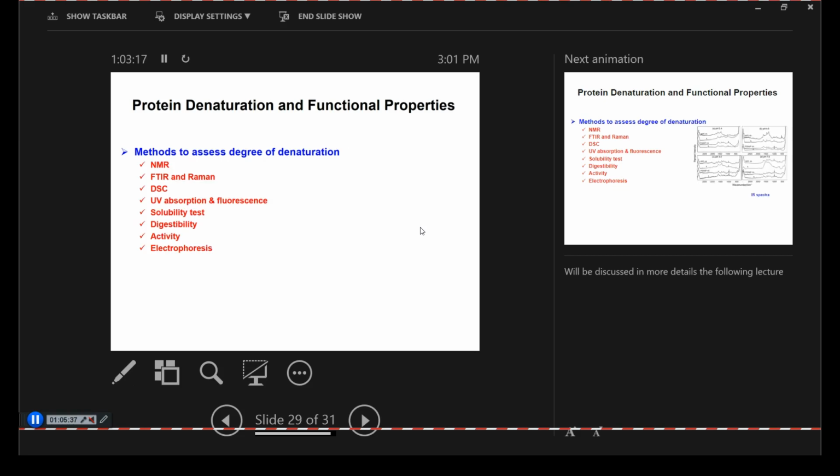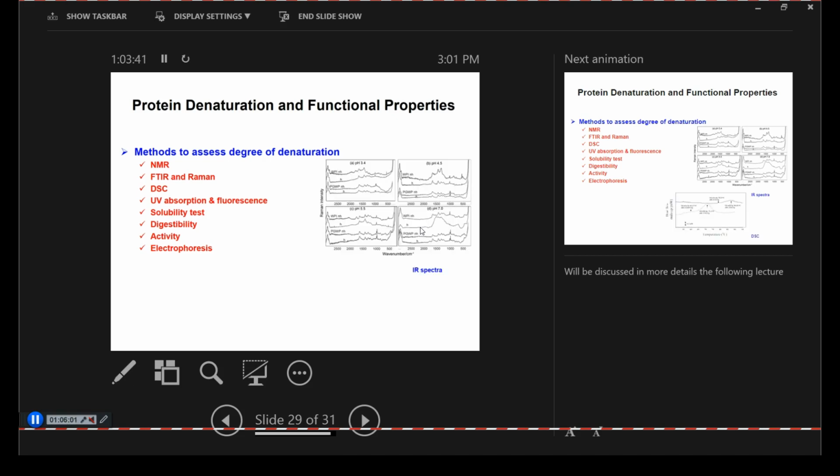If you have an enzyme specifically, you can measure activity of the enzyme if you're looking at denaturation of the enzyme. Yeah, you said size exclusion was not here. What else did you guys say that was not here and is good? Surface hydrophobicity, surface charge, yeah.